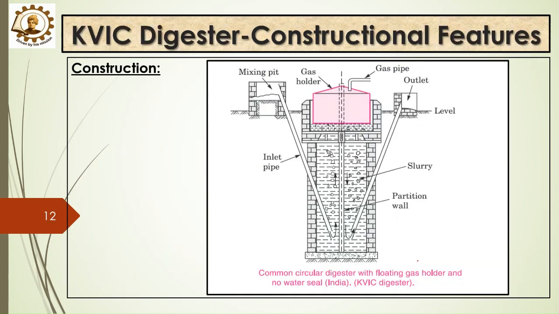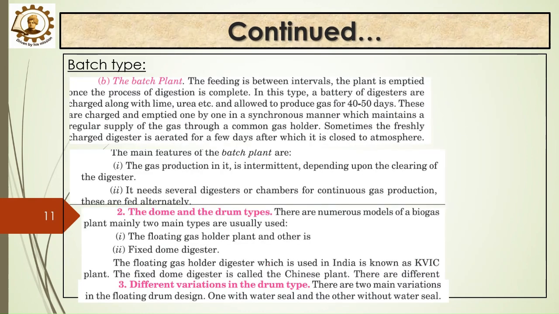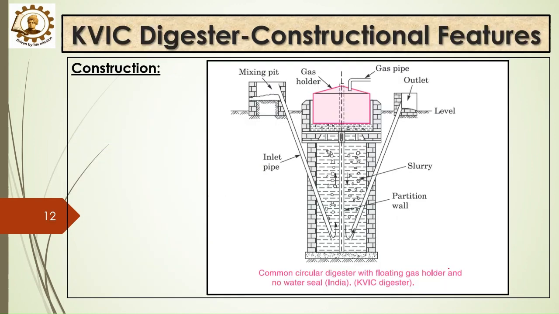Now we have to understand the KVIC digester. What is the KVIC digester? It is the floating gas holder digester. As we can see, there is a floating gas holder digester. This is its basic construction. Whenever we are going to write something for examination purposes, we need to first have an idea and draw the schematic very carefully.